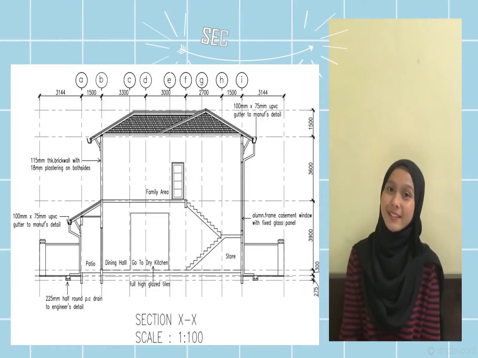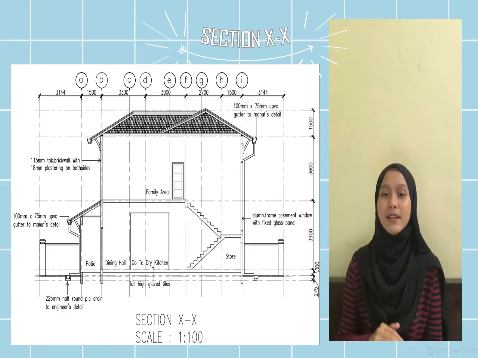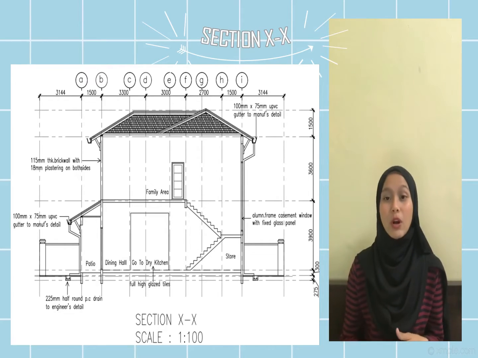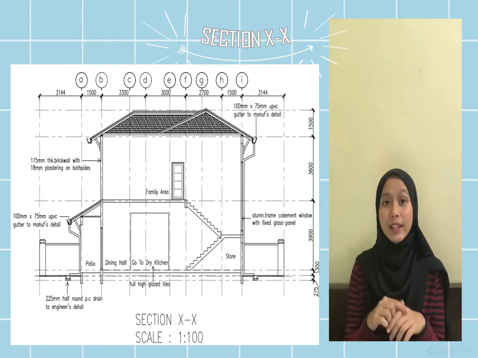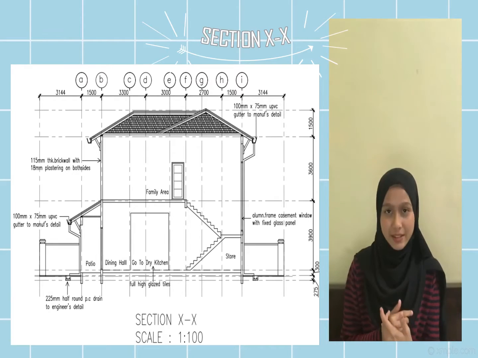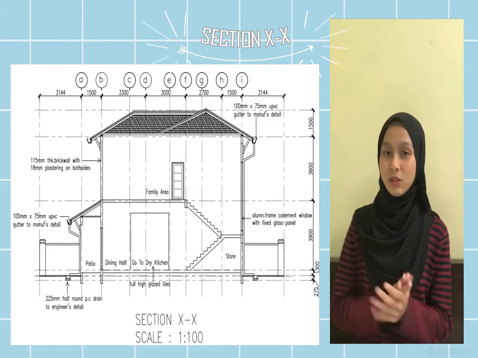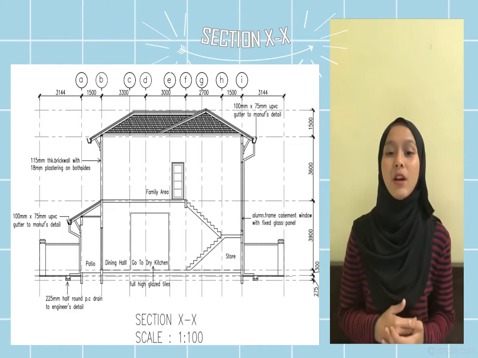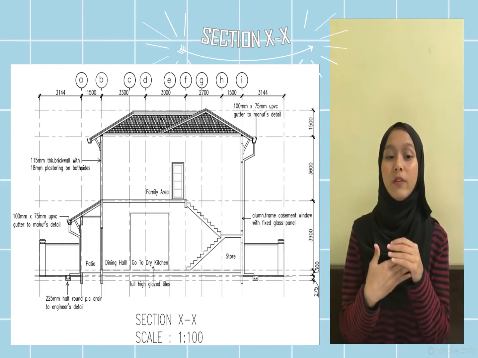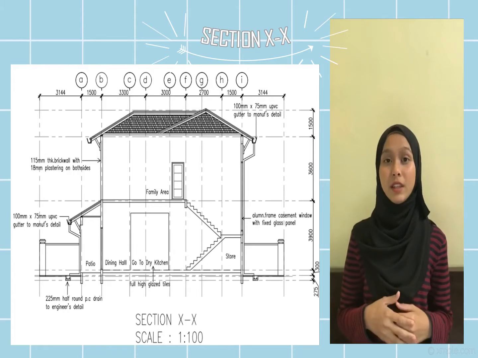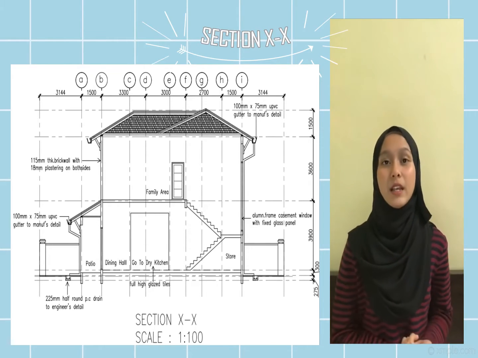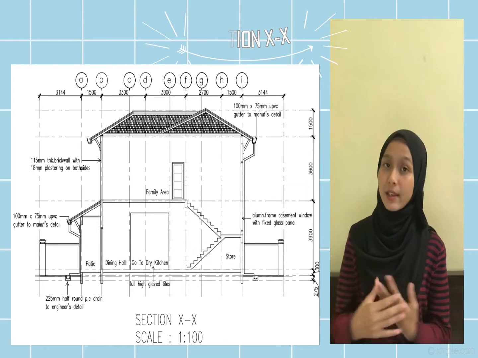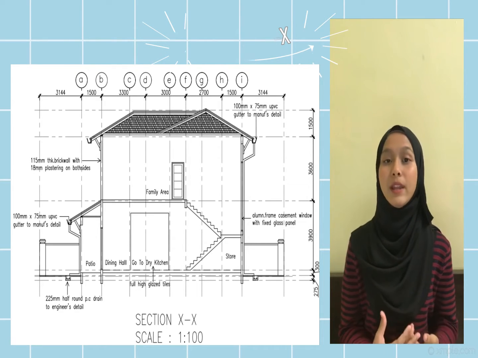Second, section XX. Section XX is a drawing view of a structure as if it is cut in half, or cut along another imaginary plane along the x-axis. Section drawing gives the vertical plane cut through the view of the building and provides detailed information about the material used and the finishes, such as the stairs, patio, dining room, and the drain.